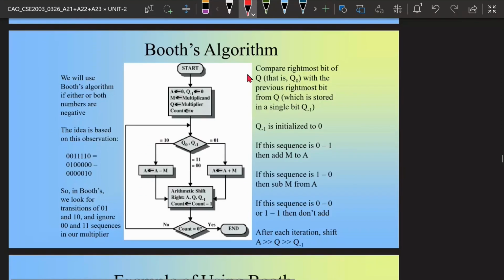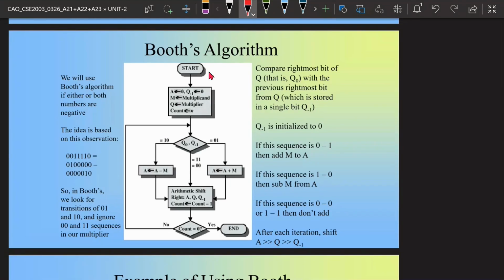So another important algorithm for multiplication is called Booth's algorithm. In the case of the previous algorithm, it has the limitation that it can only multiply positive numbers. Similarly, there is another multiplication algorithm called Booth's algorithm. This Booth's algorithm will be used for multiplication of numbers such that either one of the numbers is negative or both the numbers are negative. Then we will be using Booth's algorithm.